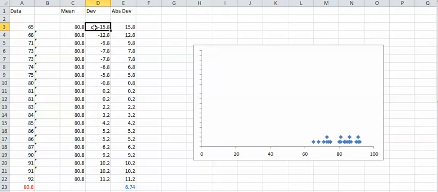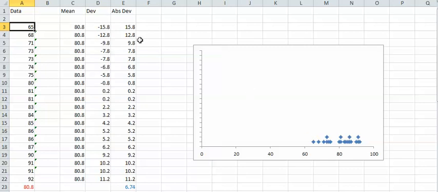So remember that the deviation of a data value tells you how far the data value is below the mean or above the mean, and a deviation is negative if the data value is below the mean, and a deviation is positive if the data value is above the mean. So this value right here of 65 is our lowest value down here, and it's below the mean, which is why the deviation is negative.